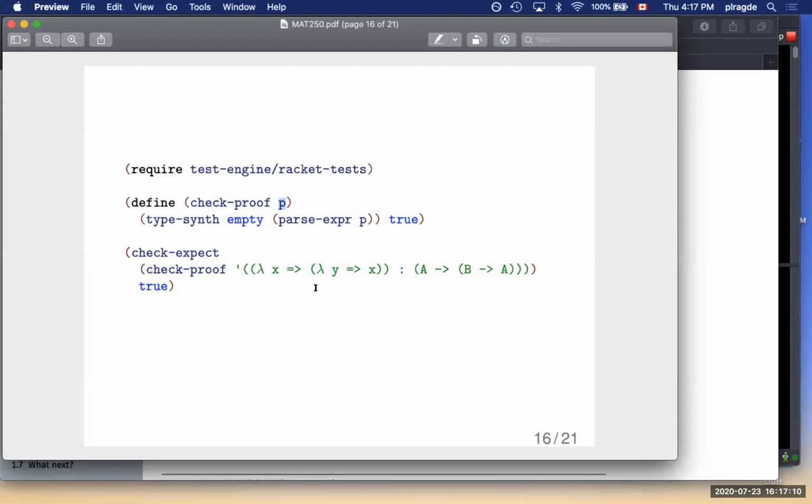It's a proof with an annotation of what it's supposed to be proving. And we parse that into an expression tree. And it's going to be an expression tree for the annotated expression. And then we feed that to type synthesizing with an empty context.